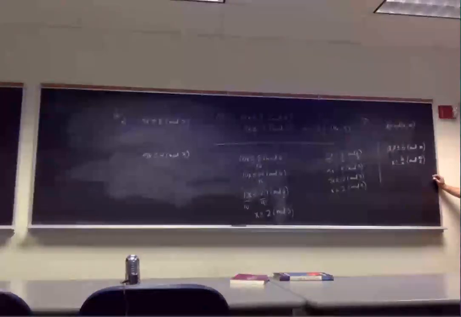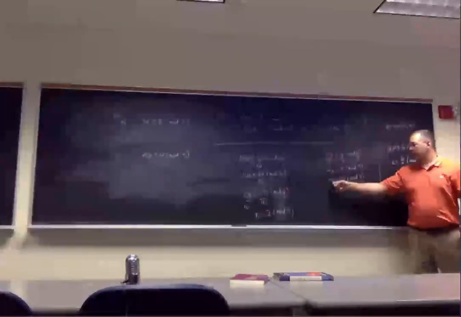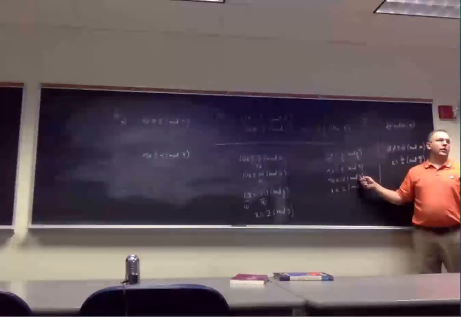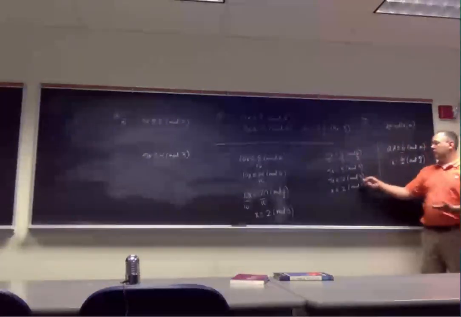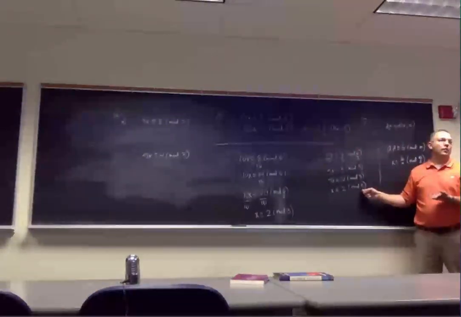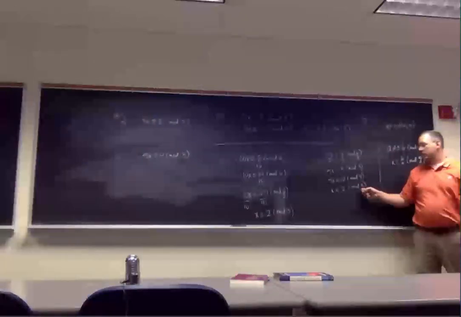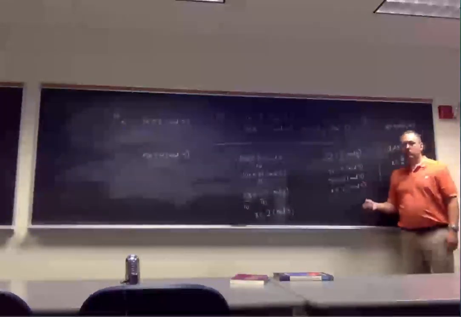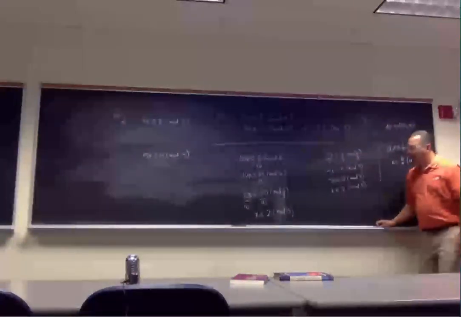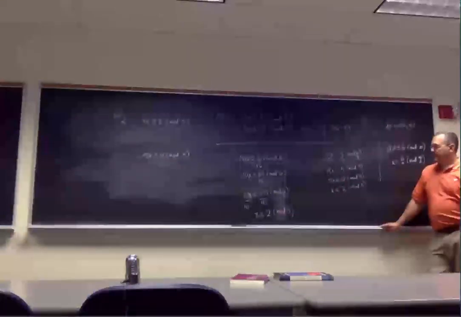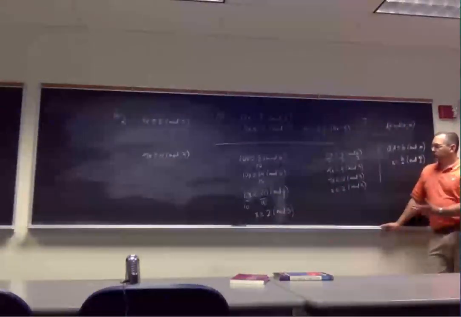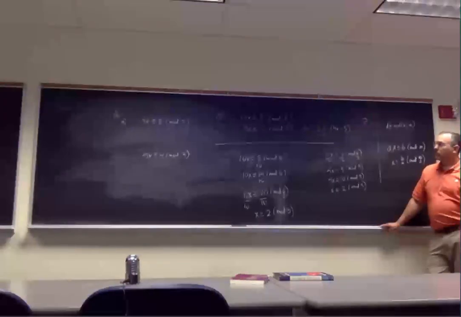So that's why it's nice that in this step, 5 is relatively prime to 3. It's still true, but you're really dividing by 1 here. That's why it looks like you're not changing the modulus when you divide by 5 here. So x is congruent to 2 mod 3. It's a solution.